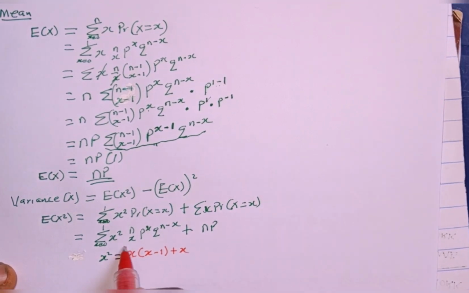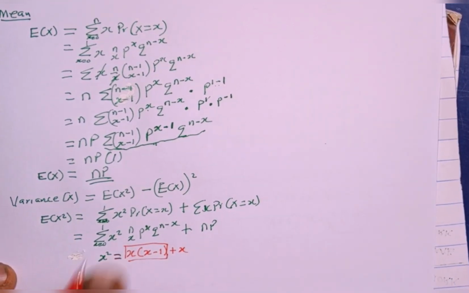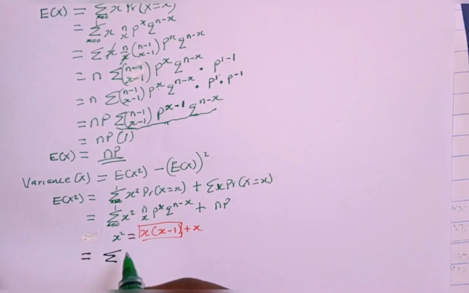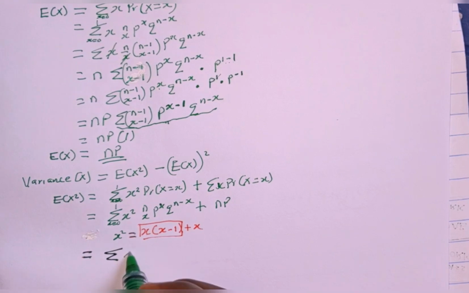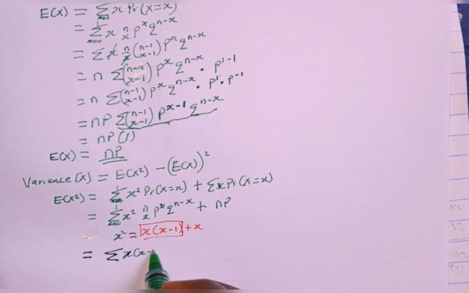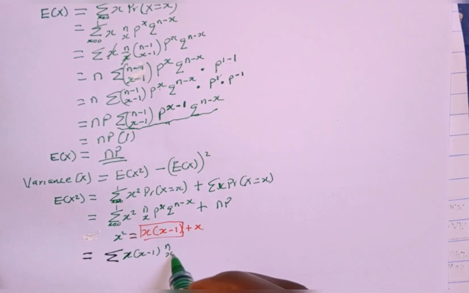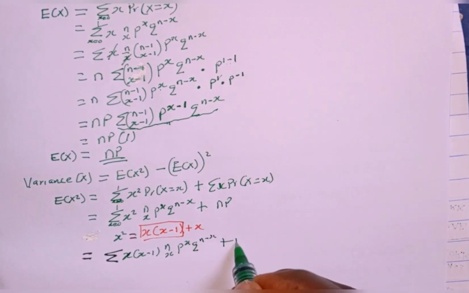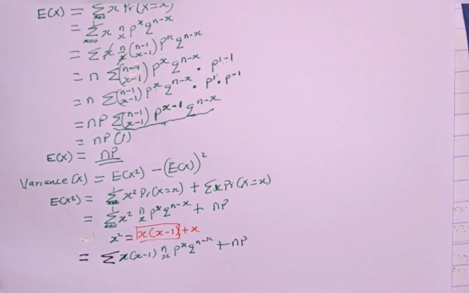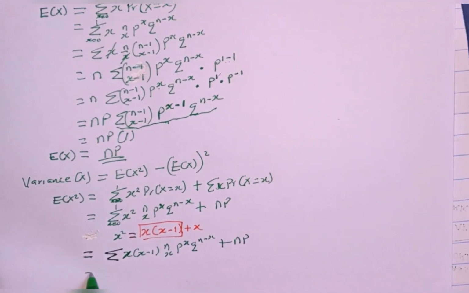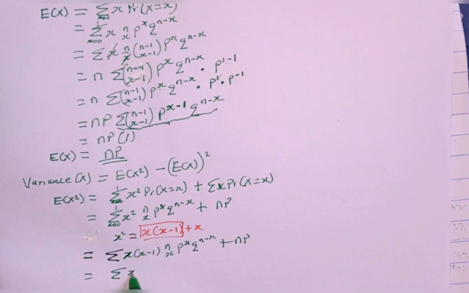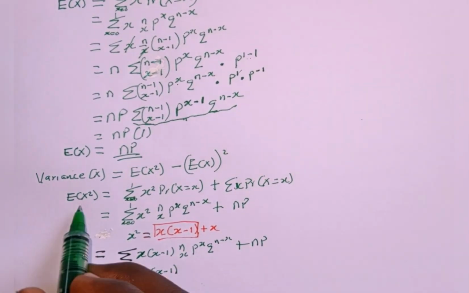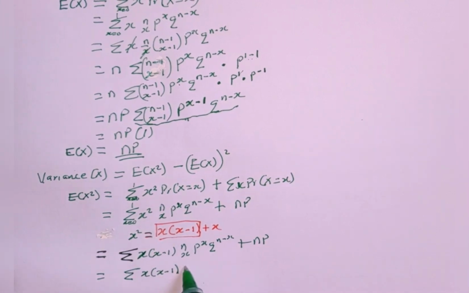So we're going to pick only this part and substitute. So we're going to have what? Summation. In place of x squared is going to be x into the bracket of x minus 1, then n choose x, p raised to the power x, q raised to the power of n minus x, plus np. So what are we going to do next? We're going to have what? Summation of x into x minus 1, then n choose x, and the expected value of x squared is the same as what?